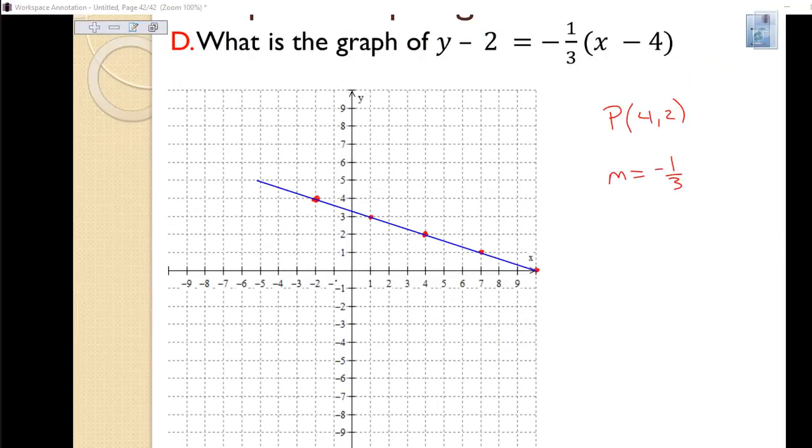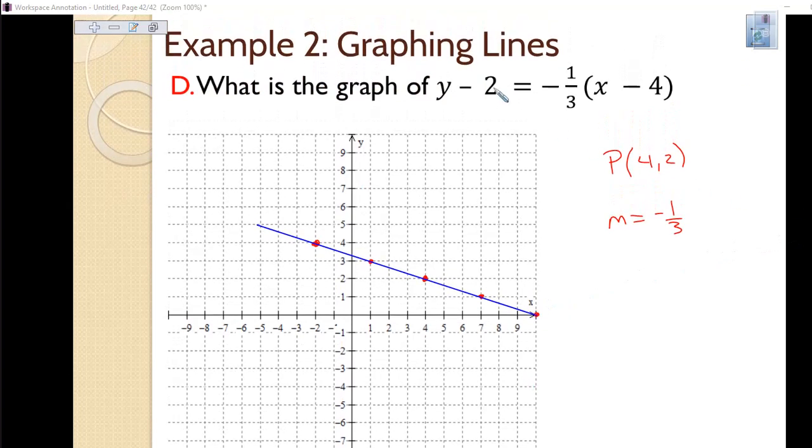All right, so as we look at our equation, we're going to be using the point-slope form, y minus y1 equals m times x minus x1. So the point we're using is going to be at 4 for the x and 2 for the y. Our slope for this equation is the negative 1/3. So we're going to plot our point, and our first point here is at 4 on the x, 2 on the y. This is our first point.